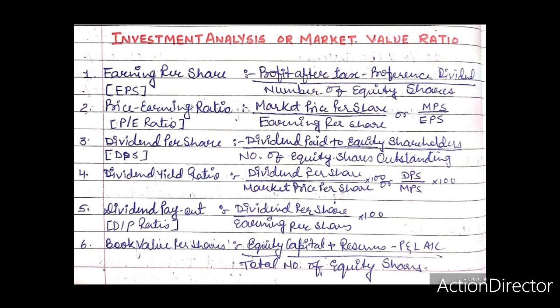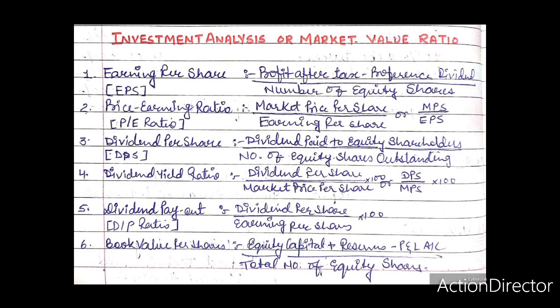The earning per share, EPS, is calculated by dividing the profit available to equity shareholders by the number of shares issued. The profit available to the equity shareholders is represented by the net profit after taxes and preference share dividend. Thus, the formula of earning per share or EPS is profit after tax minus preference dividend, divided by number of equity shares.